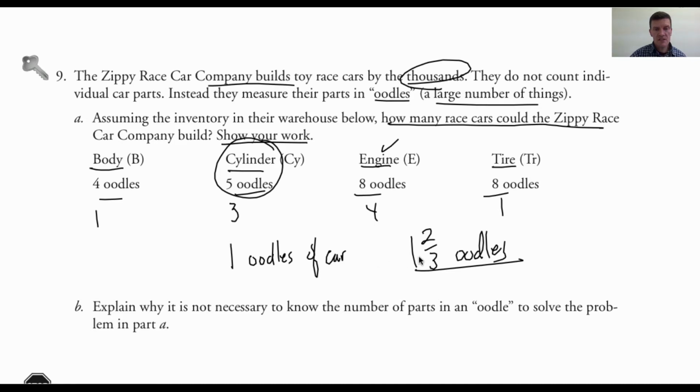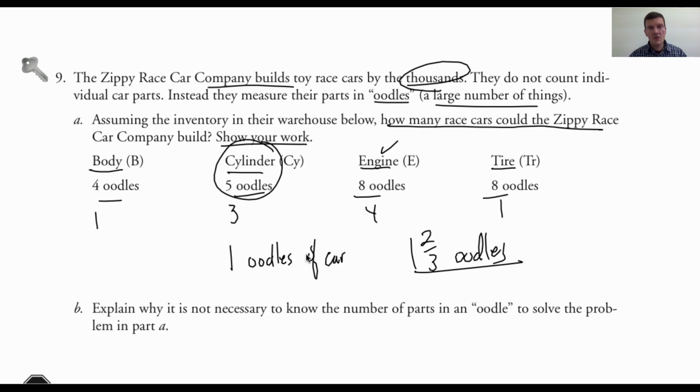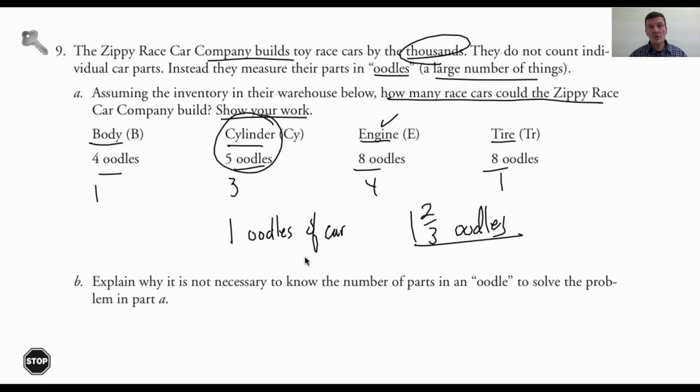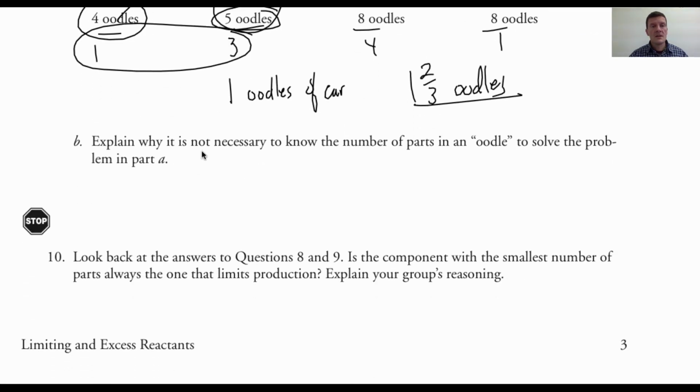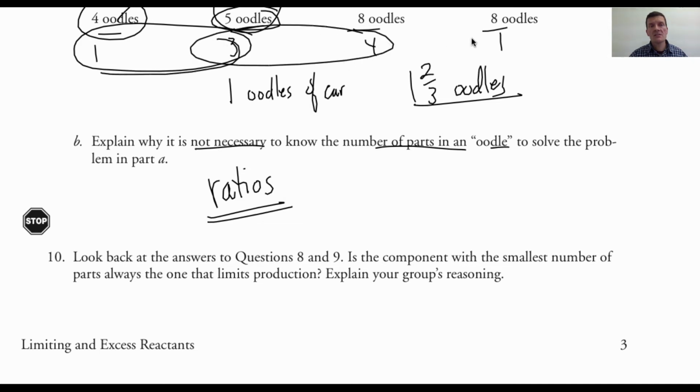If we consider these ratios, I hope you noticed that we're using ratios here like we used mole ratios before. If I have a particular number and I want to find out how much of something else I need, I can use my ratio to figure out how much of that other part I would need in order to make a complete number of cars. It's not necessary to know the number of parts in an oodle to solve the problem because, again, we are working with ratios. It doesn't matter if it is 1 or 100 or a mole or an oodle. It is the ratio here that is going to determine how much gets produced.